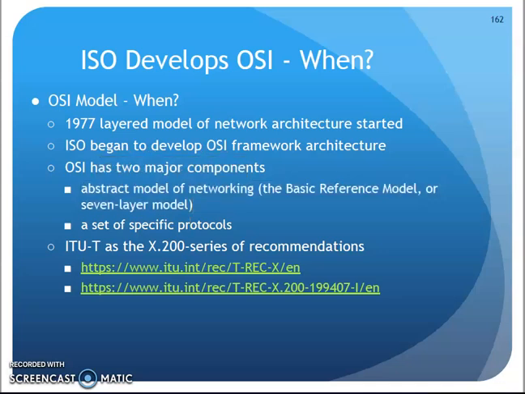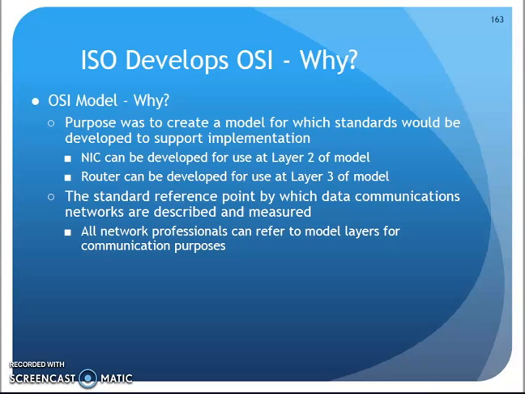Side note, Mr. Brown was asked to explain the OSI model during a job interview many years ago, so it does pop up. So the OSI model is a way for them to develop standards around devices like, if I'm going to develop a NIC, it needs to do XYZ task for it to function on layer 2.